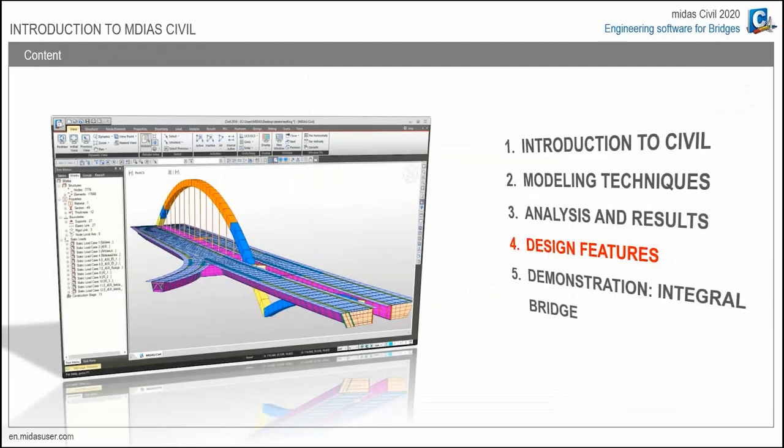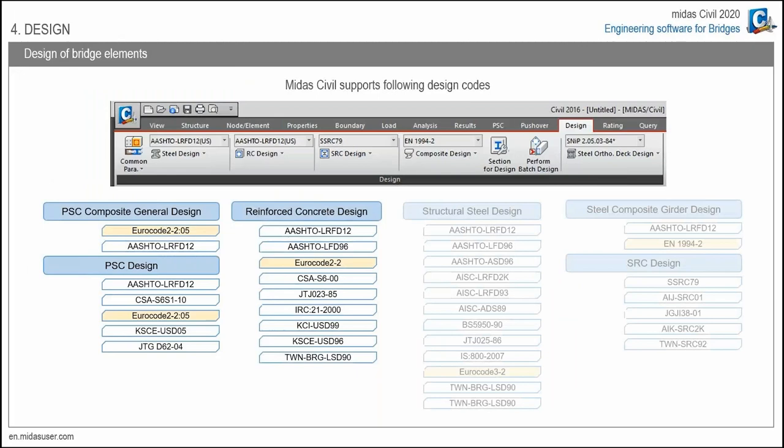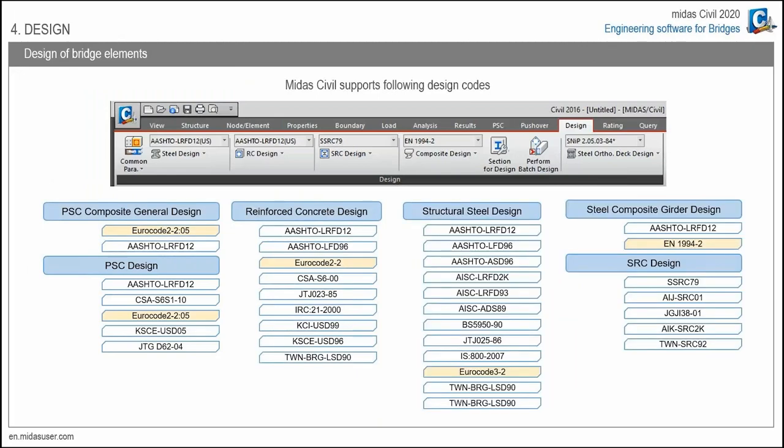Coming to the design features, design is available for various country codes for various types of sections, starting from PSC composite, reinforced concrete, structural steel, steel composite, and SRC. And these are the country codes for which the design is available. There are a few more country codes as well, but here we have mentioned only the relevant ones.